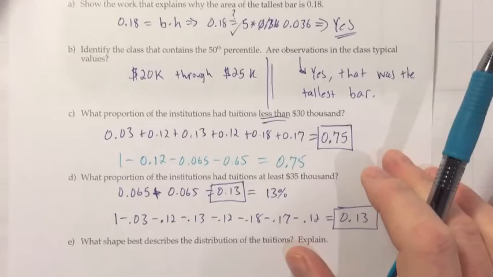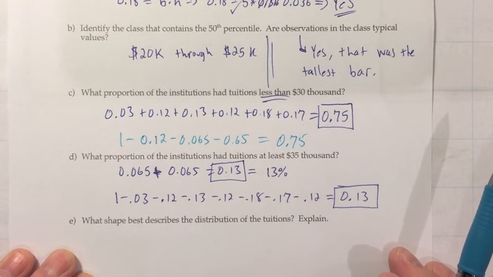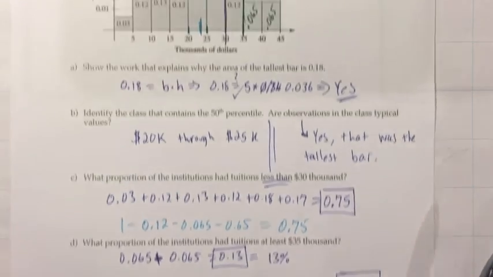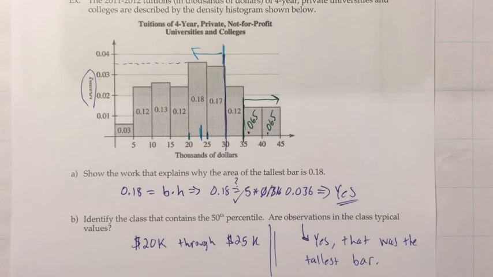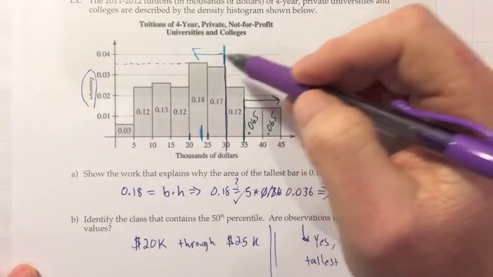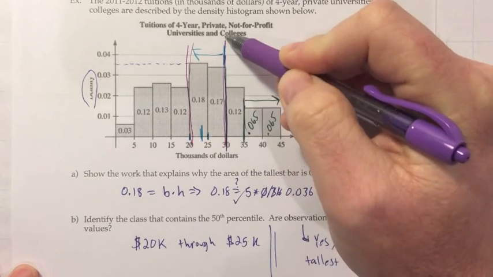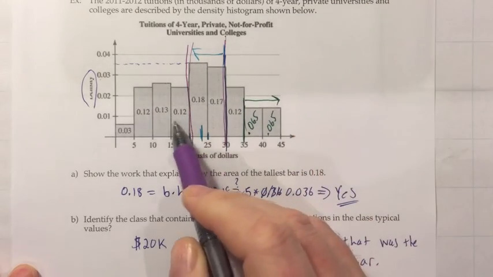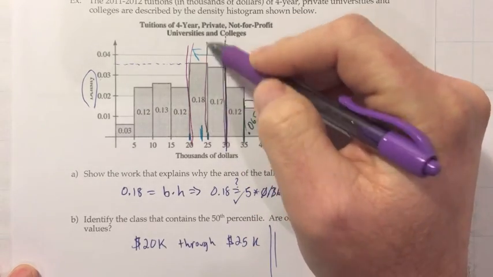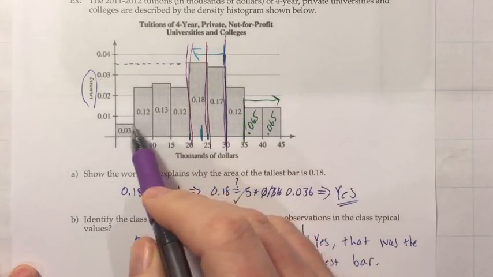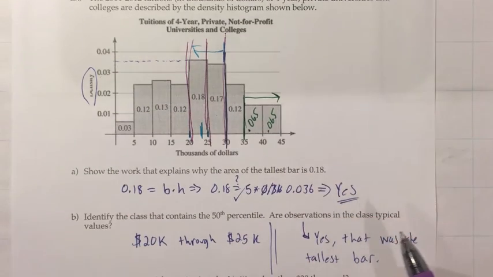All right, let's go ahead and look at the final question. What shape best describes the distribution of the tuitions, and explain? So let's see, our peak, we have two bars that are about the same. So here's our peak, in this zone. And then we have 4 bars to the left and 3 bars to the right. If you said this is my tallest bar, that's the peak, you have 4 bars to the left and 1, 2, 3, 4 bars to the right.